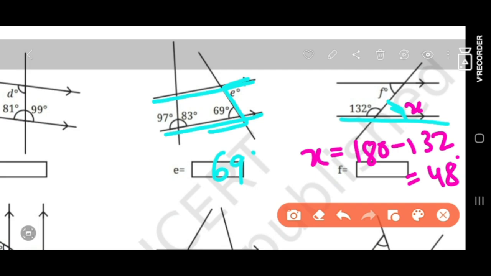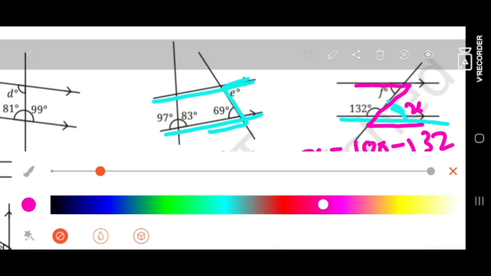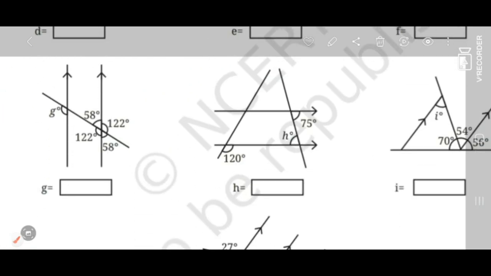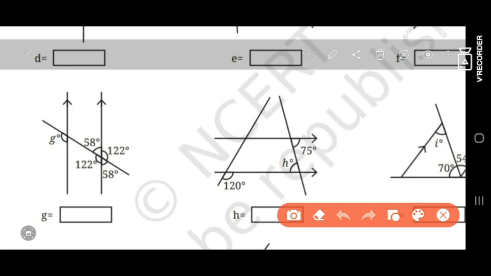Now, since these two lines are parallel, again this is forming a Z shape. So the measure of angle F is 48 degrees. So we have to give a proper reasoning for this. Now moving on to the next, we have to find the measure of G. To find the measure of angle G, we observe that these two lines are parallel and the third line is acting as transversal. Now again this is forming a Z shape. Both the angles are in the interior and on the opposite sides of the transversal. So that means this is 58 degrees.